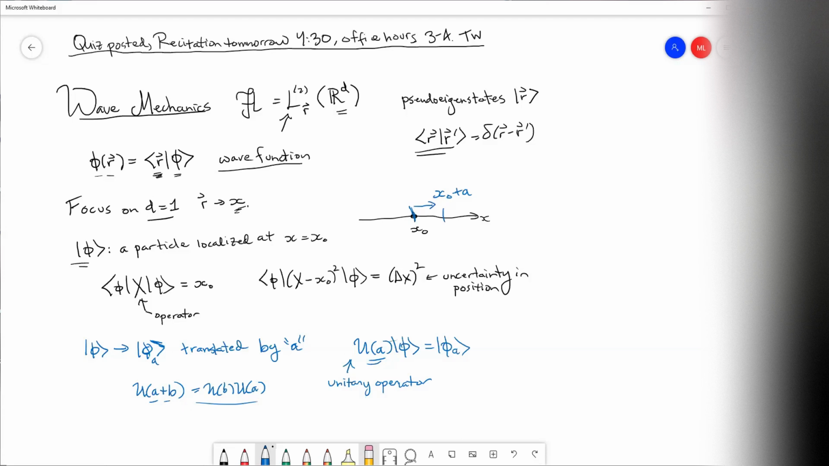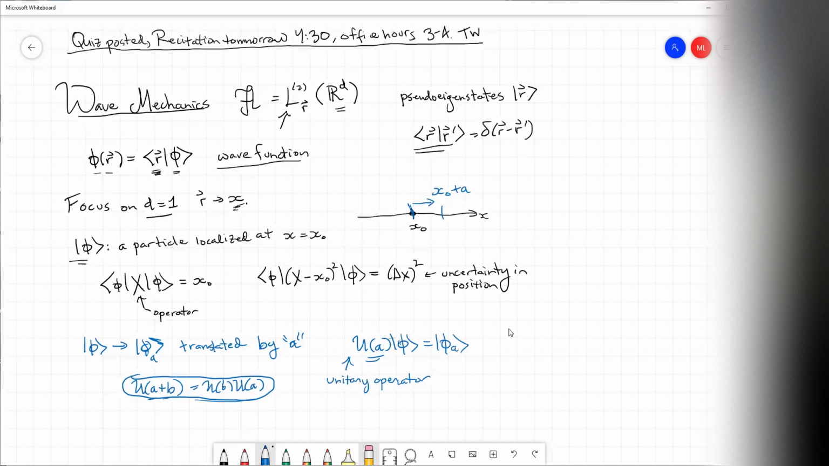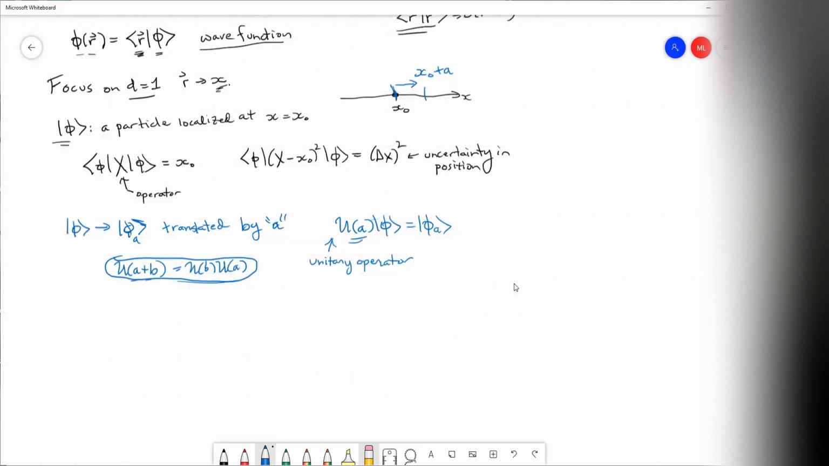What can we conclude about the unitary operator that depends on a parameter that satisfies this group relationship? That there exists some Hermitian operator such that it can be expressed as an exponential of that operator. Yeah, that's right. That's one of the quiz questions.